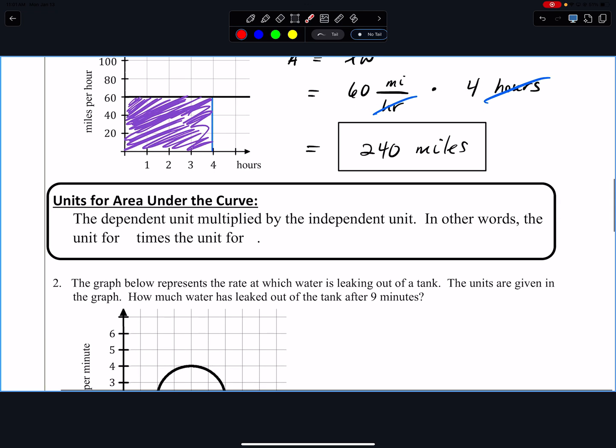Okay, as you guys just saw, some units cancel, so that happens sometimes. The dependent unit multiplied by the independent unit. The independent unit is x. The dependent unit is your y. In other words, the units for y multiplied by the unit for x.